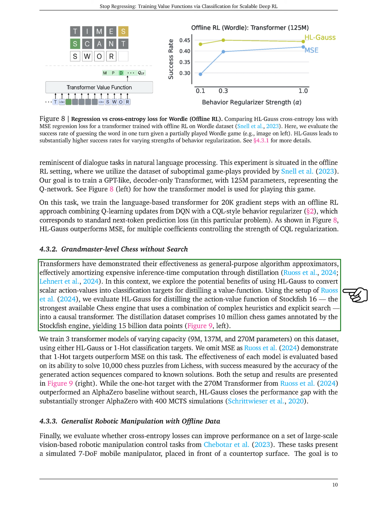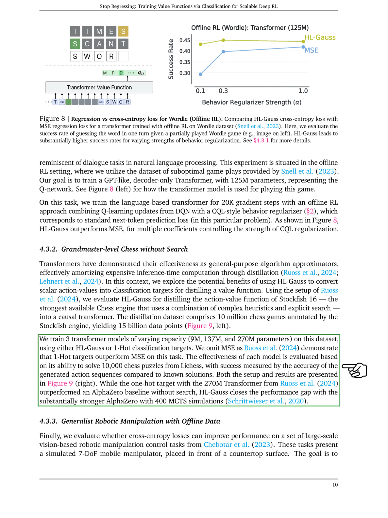15 billion data points. We trained 3 transformer models with different capacities, 9 million, 137 million, and 270 million parameters, using either HL-Gauss or one-hot classification targets. We decided to exclude mean squared error, MSE, from our comparison as one-hot targets have shown superior performance for this task. The effectiveness of each model was evaluated based on its ability to solve 10,000 chess puzzles from Lichess, with success measured by the accuracy of the generated action sequences compared to known solutions.